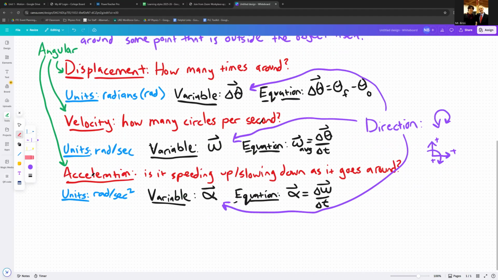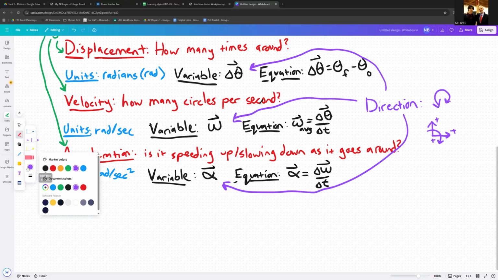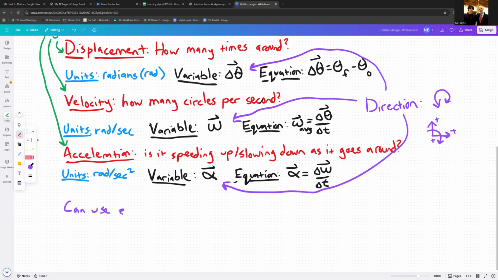Now, one thing to mention as far as Big Five equations is that Big Five still work here. We can use the exact same Big Five equations, simply substituting these angular values. I'll write a quick example here. We'll do number 3 because that's a common one.